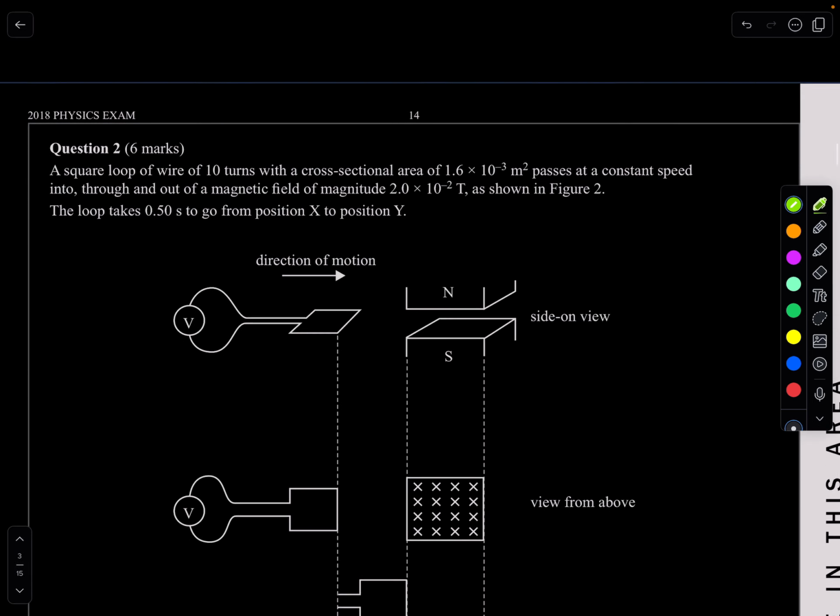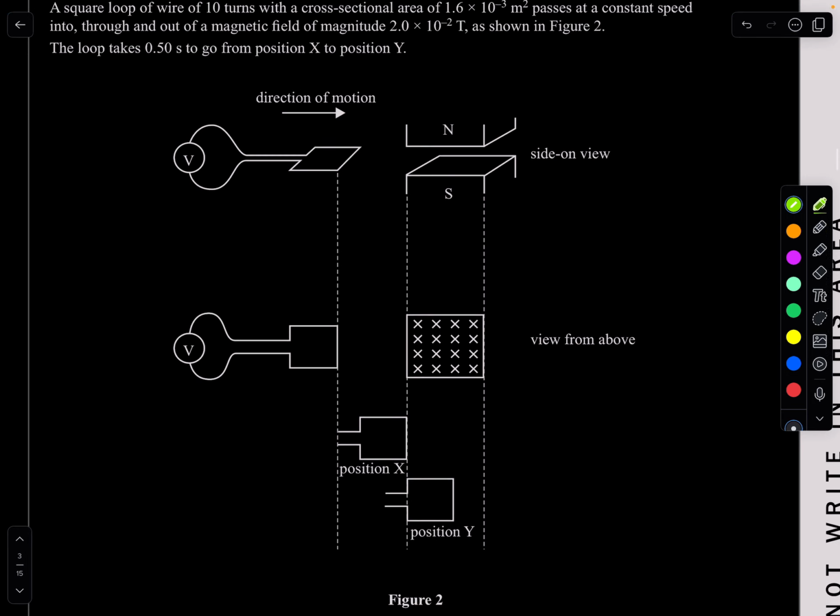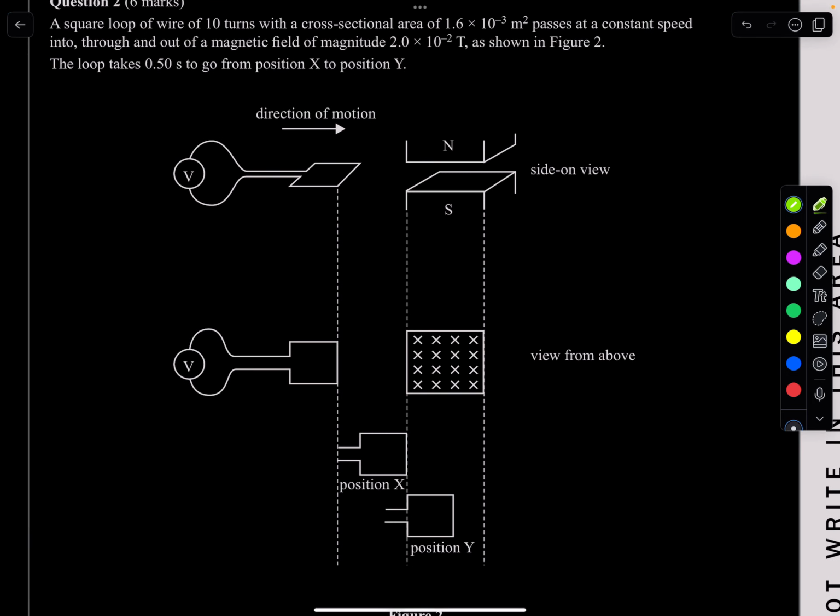Beautiful. Question 2. A square loop of wire, 10 turns with a cross-sectional area of this, passes at a constant speed into, through, and out of the magnetic field of magnitude this. As shown in the figure 2, the loop takes 0.5 seconds to go from position X, where the magnetic field starts, to position Y, where it's fully inside the magnetic field. So that's your change in time.